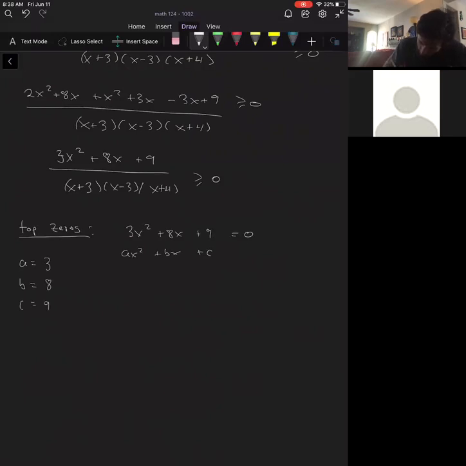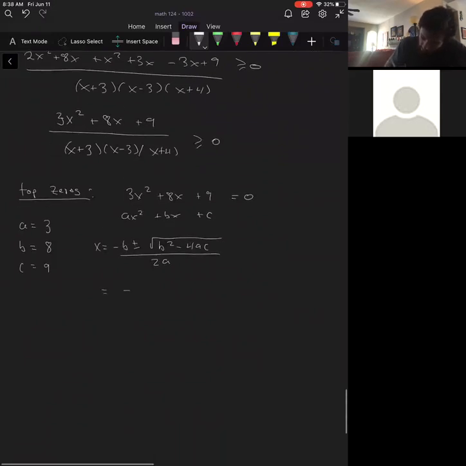Okay, so we have x is equal to negative b plus minus the square root of b squared minus 4ac, all over 2a. So this is going to be equal to negative 8 plus minus the square root of b squared, which is 64, minus 4 times a times c. So 3 times 9, which is 27, all over 2 times a, which is 6.